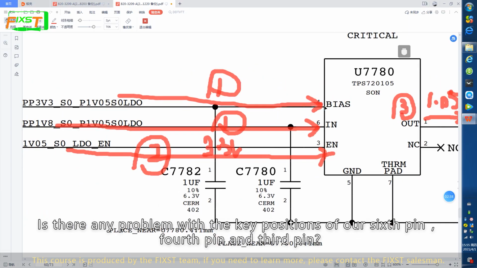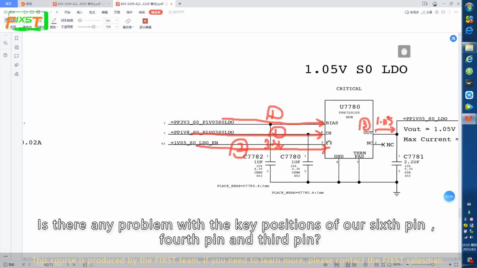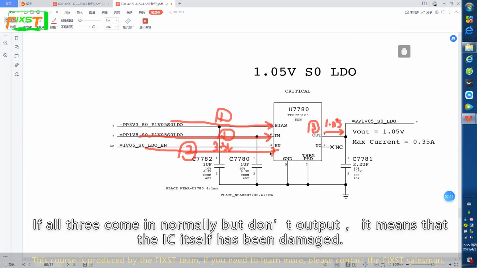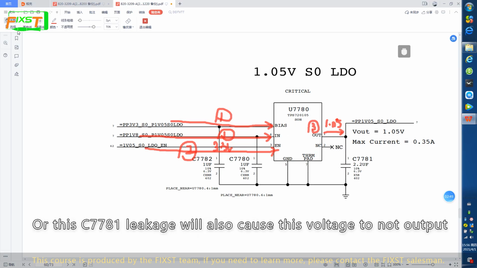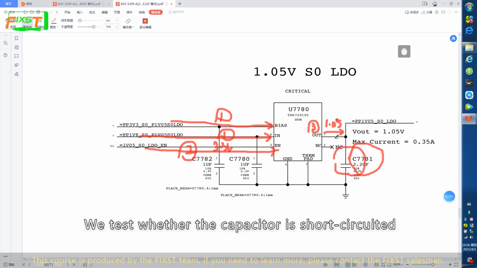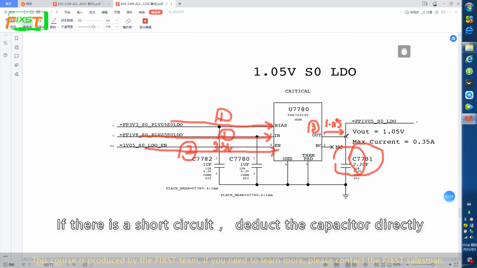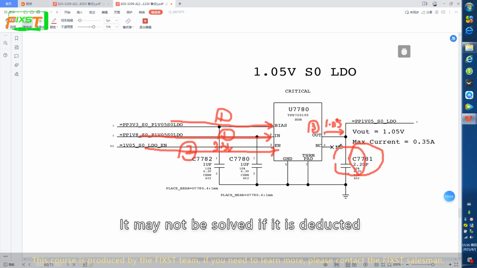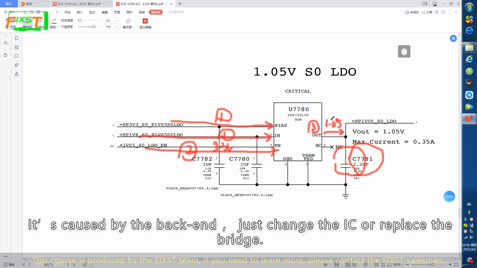Is there any problem with the key pins, the 6 pin, 4 pin, and the 3rd pin? If all 3 come in normally but there is no output, it means that the IC itself has been damaged. Or this C77A1 leakage will also cause this voltage to not output. We test whether the capacitor is short-circuited. If there is a short circuit, remove the capacitor directly. If it is not the cause, it's the IC that is bad, just change the IC or replace the bridge.